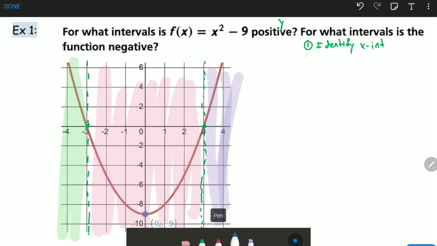After we identify the x-intercepts, second thing we're going to do is we're going to identify the intervals. So the first interval there starts, since the graph runs off, we assume it keeps going. So the first interval starts at -infinity and ends with the first x-intercept, which is -3.